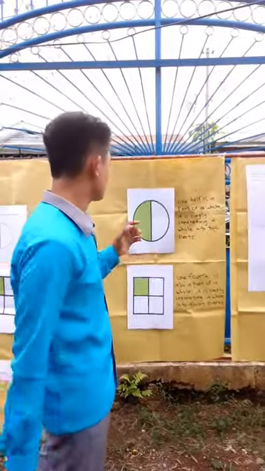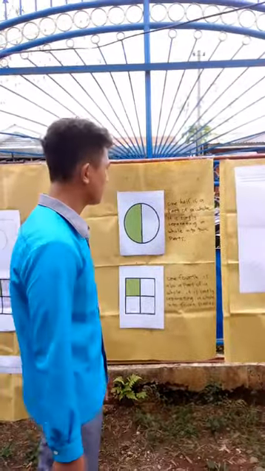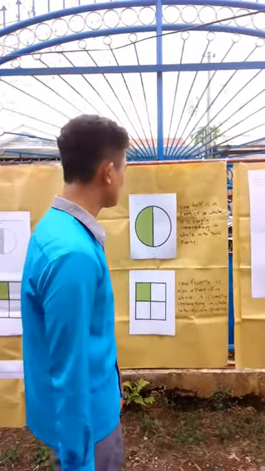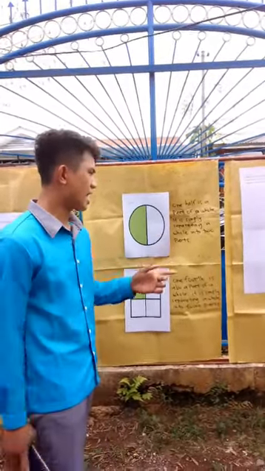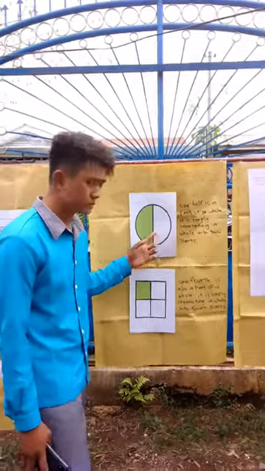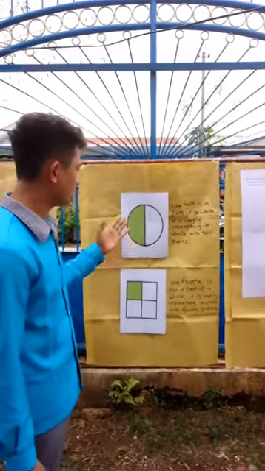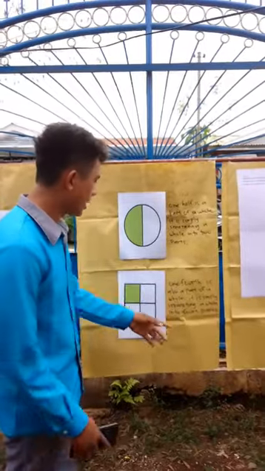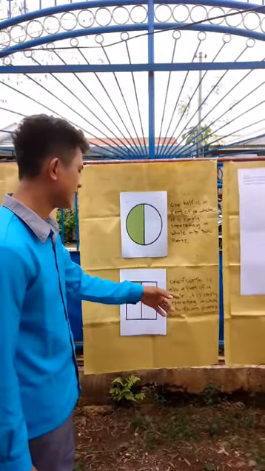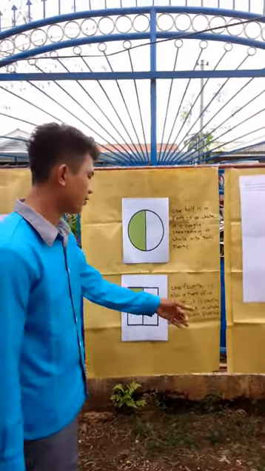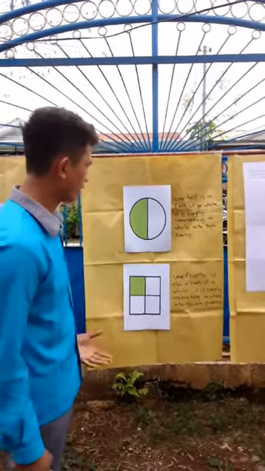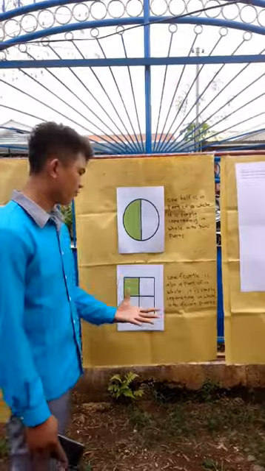So I have an example of the shape. The 1 half shape is a part of a whole. It is simply separating a whole into 2 parts. So this is the shape and the figure. So 1/4 is also a part of a whole. It is simply separating a whole into 4 parts. So this is the example of 1 half and 1/4.